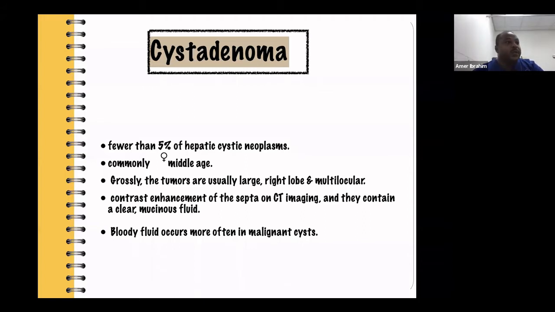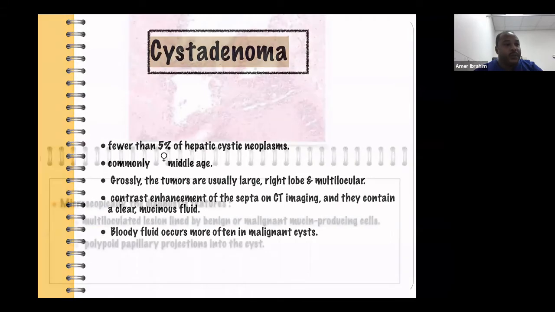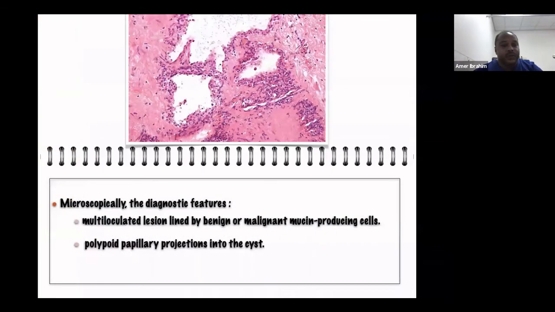So microscopically, it has a diagnostic feature. It's a multilocular lesion lined by benign or malignant mucin-producing cells. And you will see some polypoid papillary projections into the cyst.